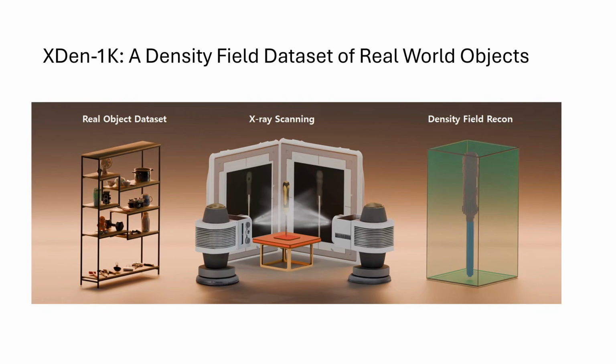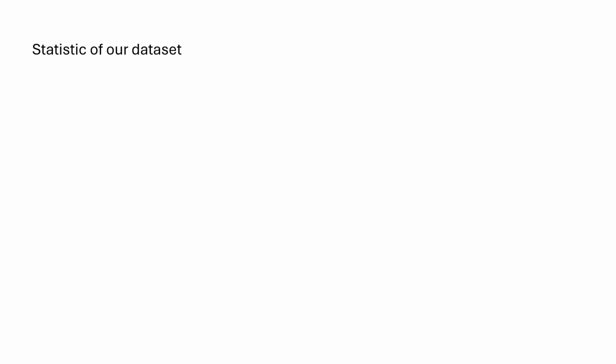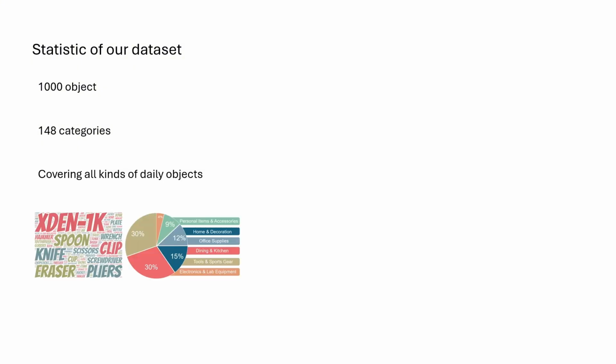We present XDen-1K, a density field dataset of real-world objects. This is the first large-scale dataset of real-world objects. Each object has its 3D model, biplanar X-ray map, and corresponding density field data. To start with, we collect 1,000 real objects of 148 categories, covering all kinds of daily objects.